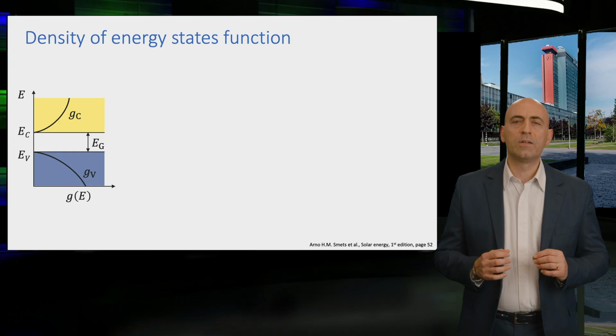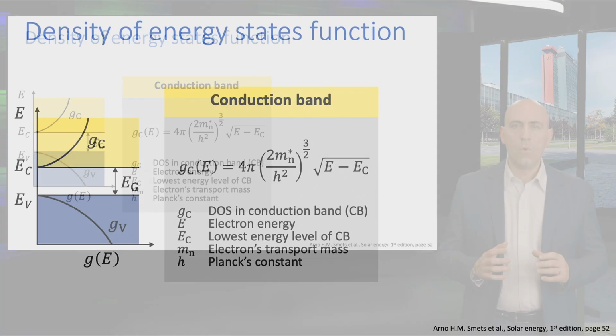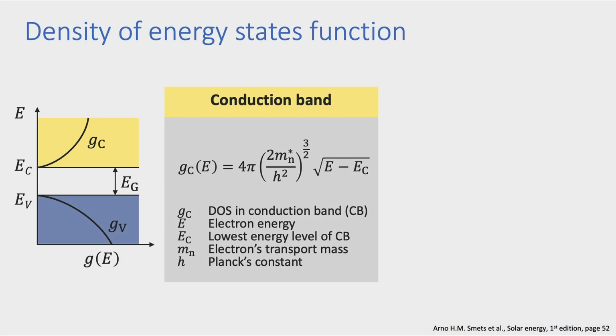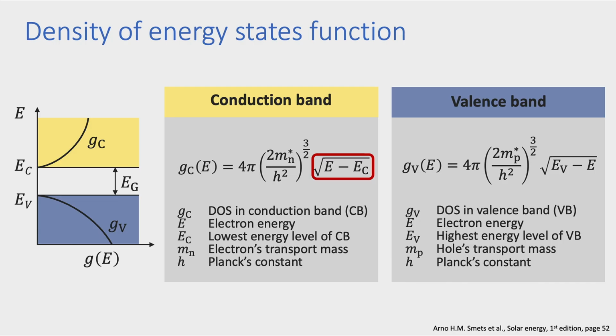Here, you see our density of states function plotted again. Let's look at the conduction band. We can express the equation for the density of states in the conduction band as follows. I will not derive this equation, but you can learn more about it in the textbooks. The equation is based on a few constants like the Planck constant h and the effective transport mass of an electron, mn star. The dependence on energy is a square root relationship. As the energy gets further away from the conduction band edge, denoted by EC, the number of allowed energy states increases.